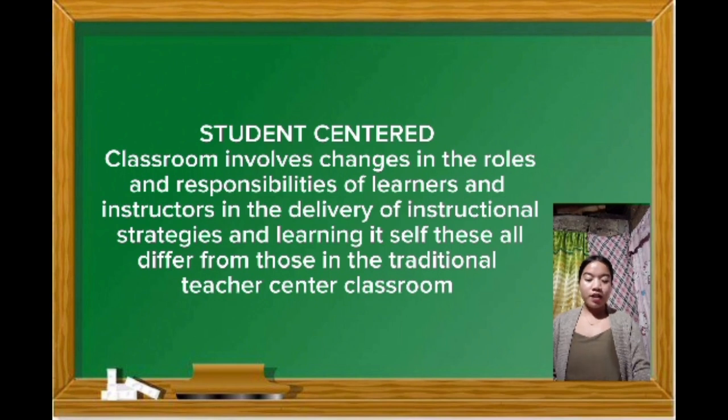The student-centered classroom involves changes in the roles and responsibilities of learners and instructors in the delivery of instructional strategies and learning itself. This all differs from those in the traditional teacher-centered classroom.